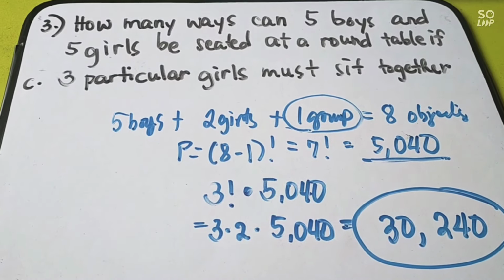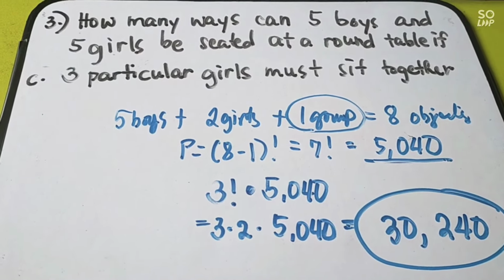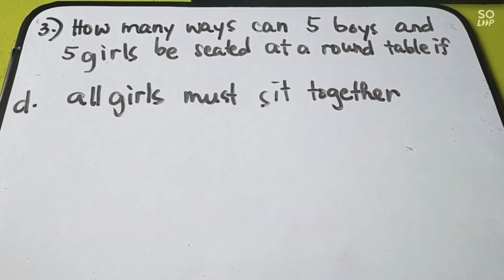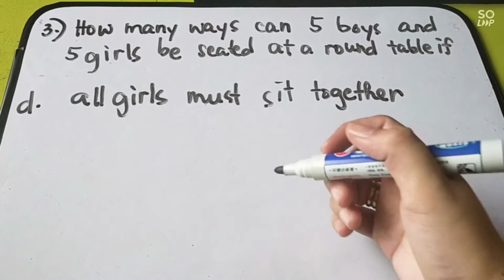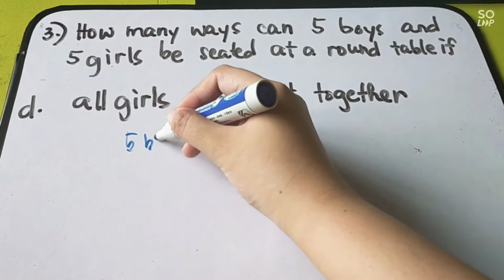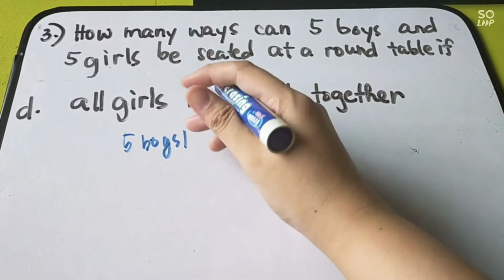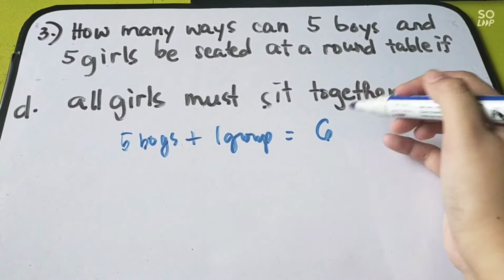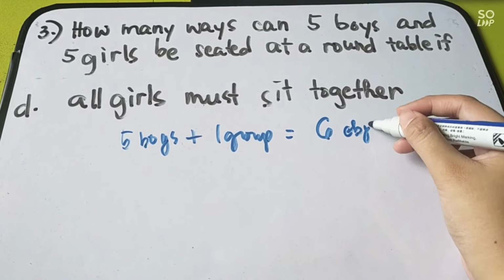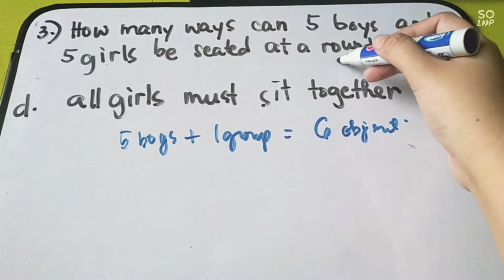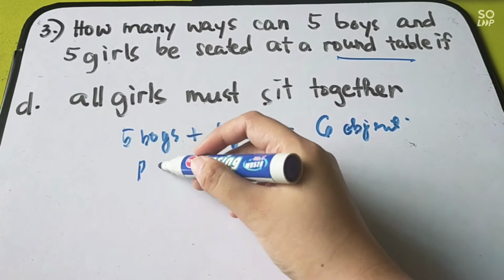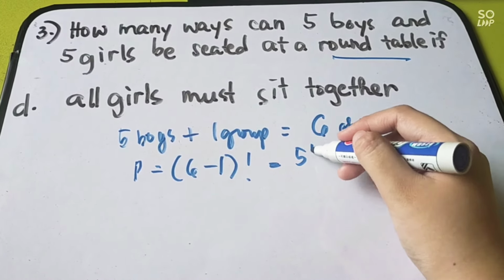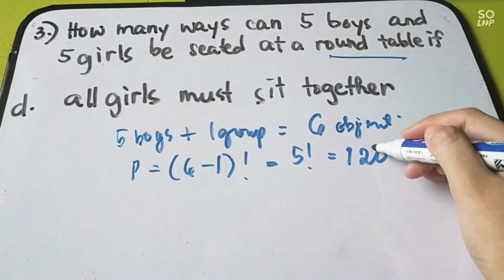Ayun na. Condition after condition pa ulit. Isa pang situation. Letter D. All girls must sit together. So, you have here again 5 boys. Si girls ay sit together plus 1 group na lang siya. Therefore, we have 6 objects na lang po tayo. And then, round table again. So, you have P is equals to 6 minus 1 factorial. The answer is 5 factorial, which is equal to 120.